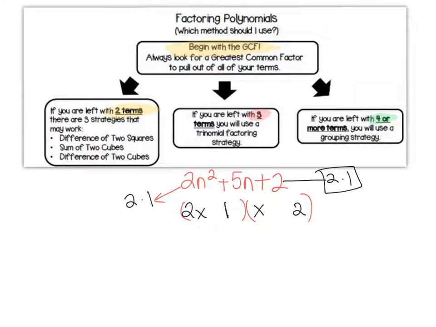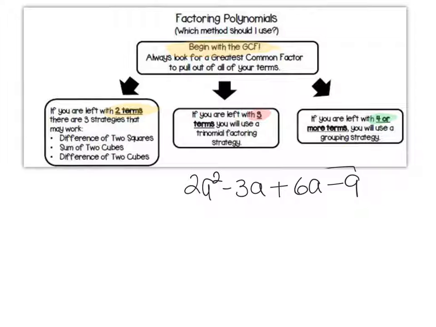So now I need to figure out what are the signs that go in between. So this gives me 1x, and this gives me 4x. How can 1x and 4x give me 5x? I need this to be plus and this to be plus. This is how we factor when we have how many terms? Yes, 3 terms.